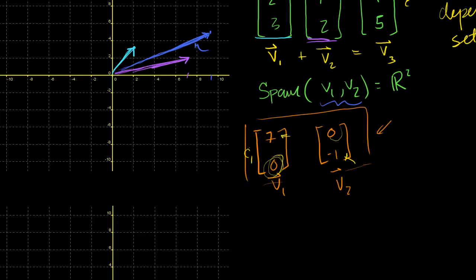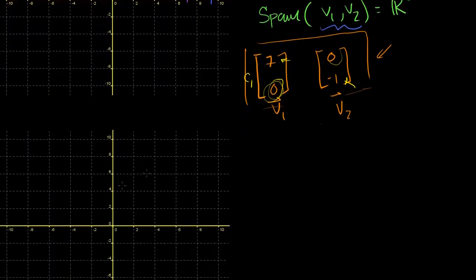And you can even see it if we graph it. One is 7, 0, which is like that. Let me do it in a non-yellow color. 7, 0. And one is 0, minus 1. I think you can clearly see that if you take a linear combination of any of these two, you can represent anything in R2. So the span of these, just to kind of get used to our notion of span of v1 and v2, is equal to R2.